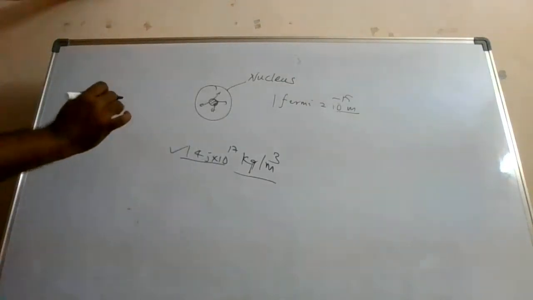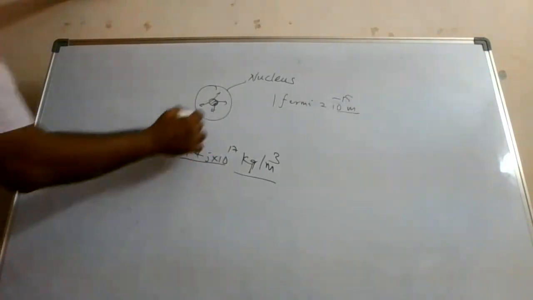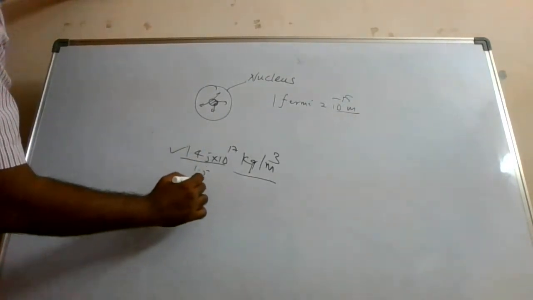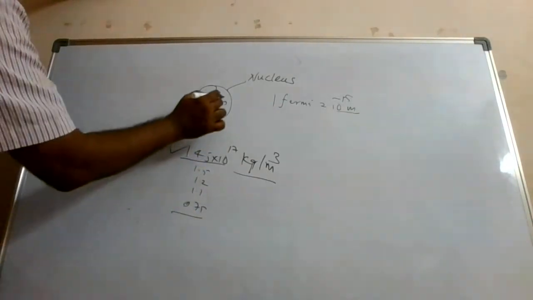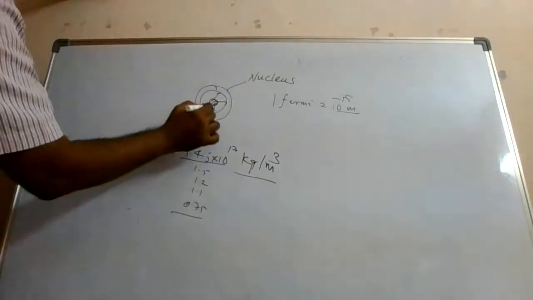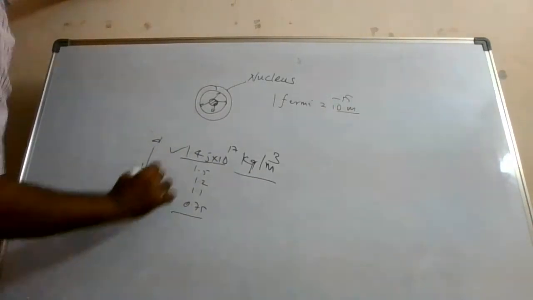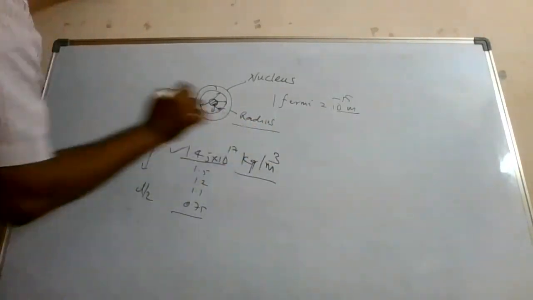The density is 1.5, and when it moves towards the outer side in the radial direction, it drops. So 1.5 will become 1.2, 1.1. At some place it will become 0.75 also. So the extent to which the density d becomes d by 2 is the radius of the nucleus.